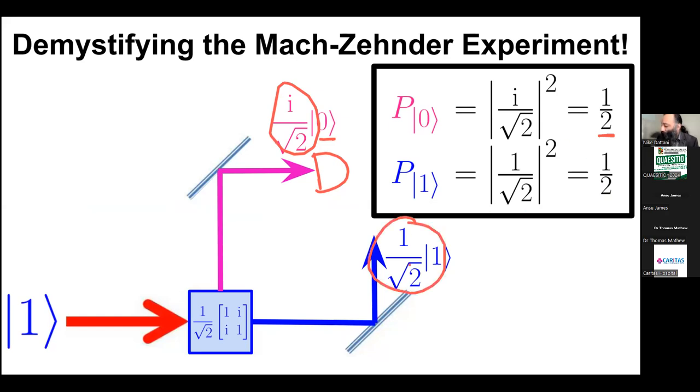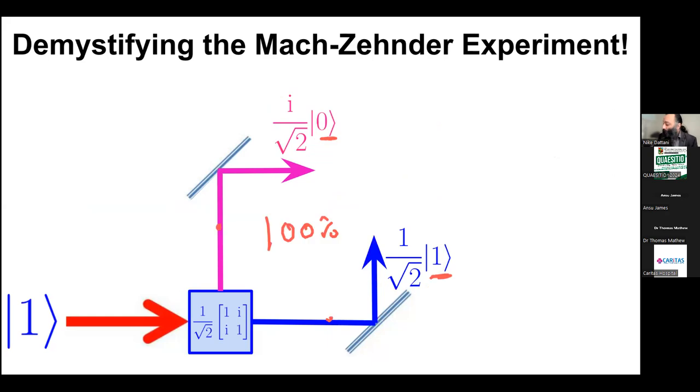Likewise, the absolute modulus of this coefficient squared is equal to 1/2. So this actually makes sense in terms of what we understood before. This half-silvered mirror, we thought that it's taking 50% of the photons and making them go through, and 50% of the photons and reflecting them upwards.